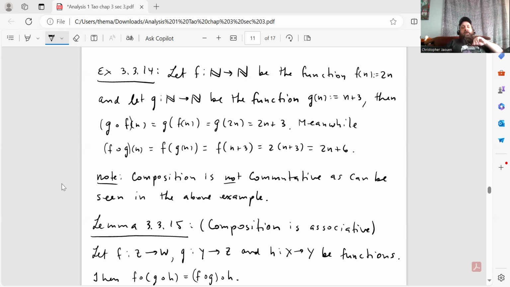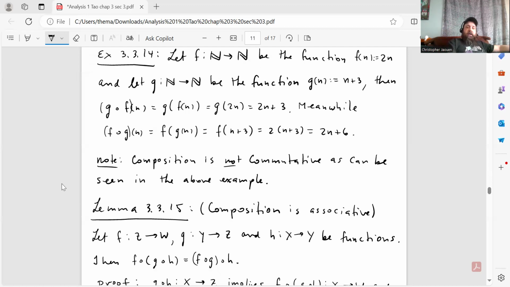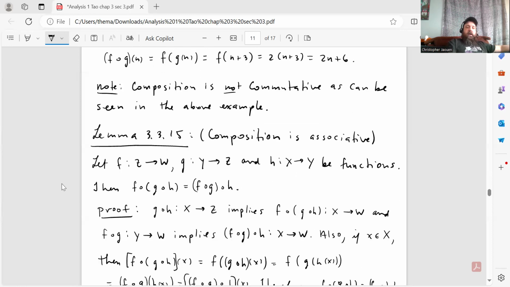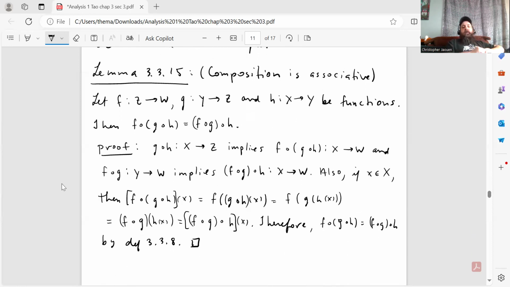But an important thing to notice here from this example, composition is not commutative. As you can see here, f composed with g is not necessarily g composed with f. So it's not a commutative operation. However, in the next lemma, we see that composition is in fact associative. So here's lemma 3.3.15. Let f from Z to W, g from Y to Z, and h from X to Y be functions. Then f∘(g∘h) is equal to (f∘g)∘h. So associativity holds, in other words.